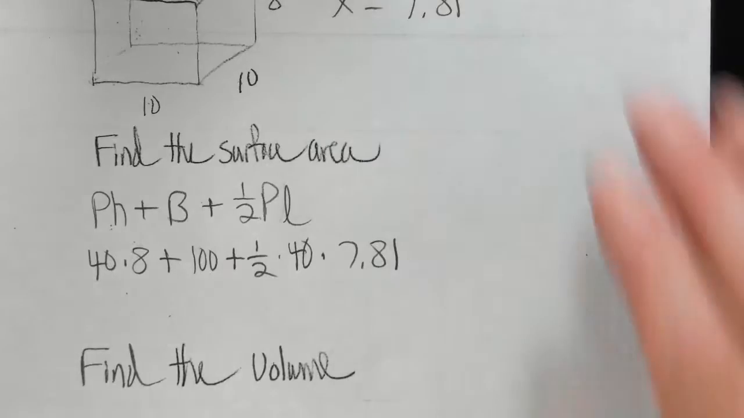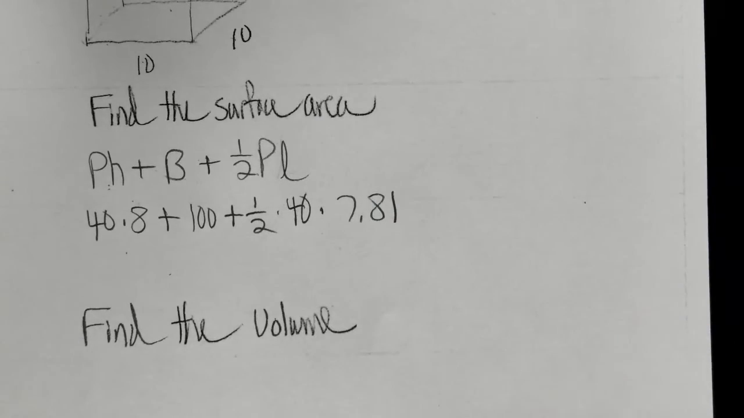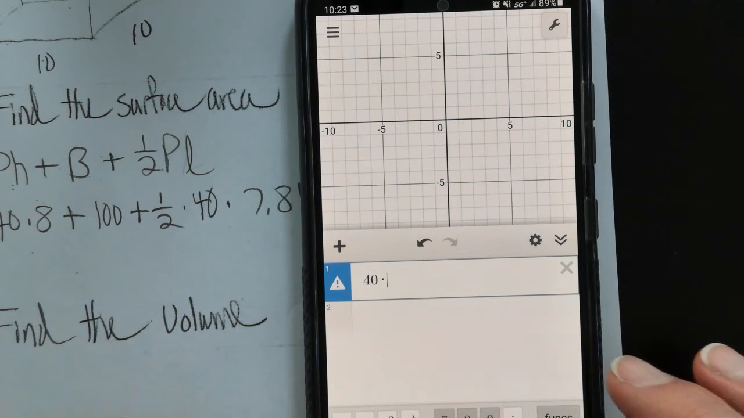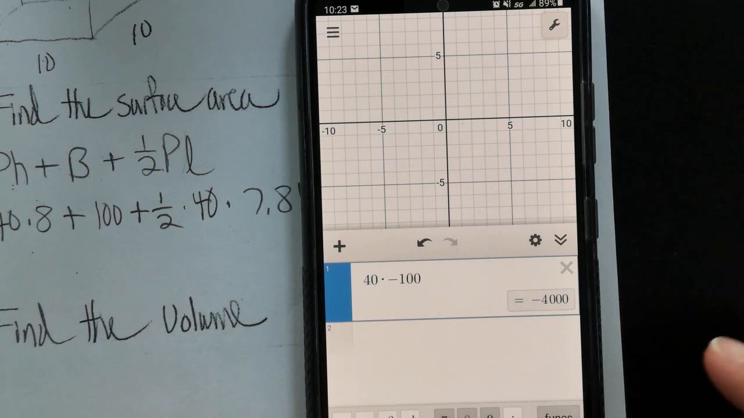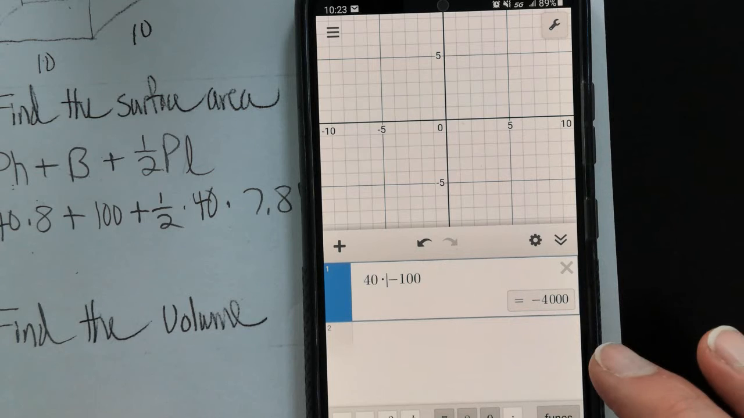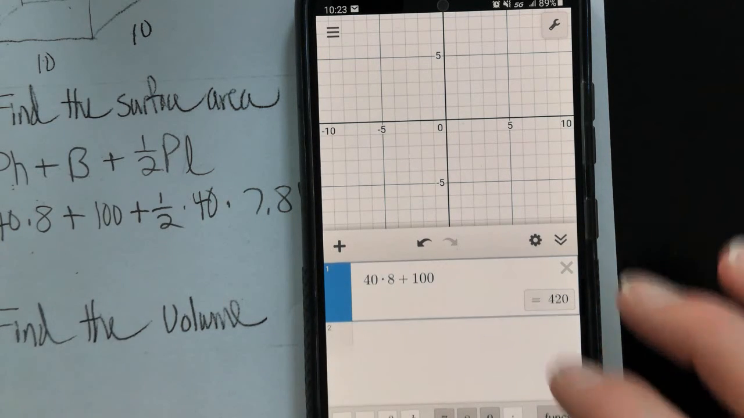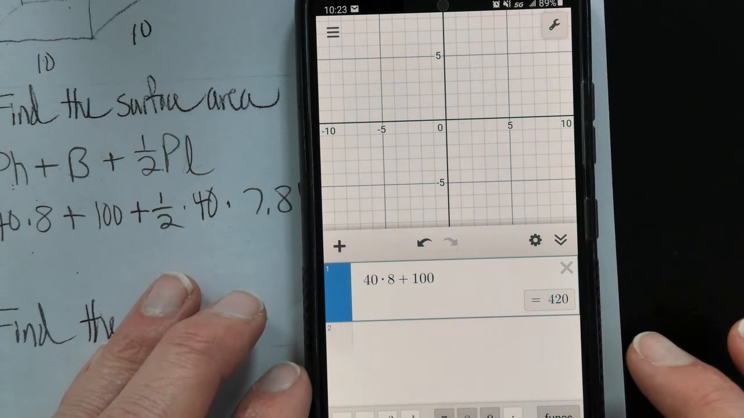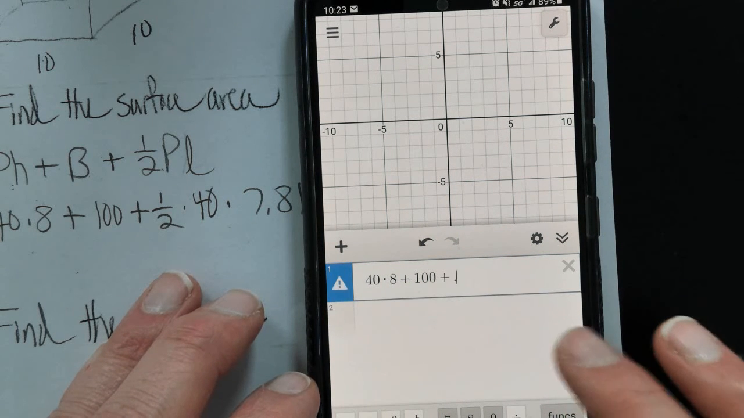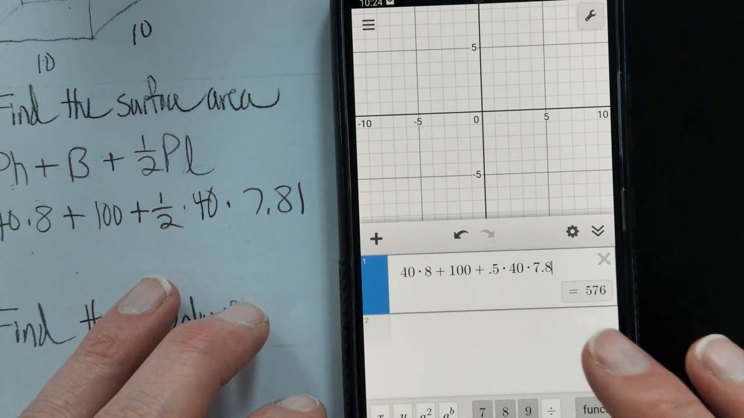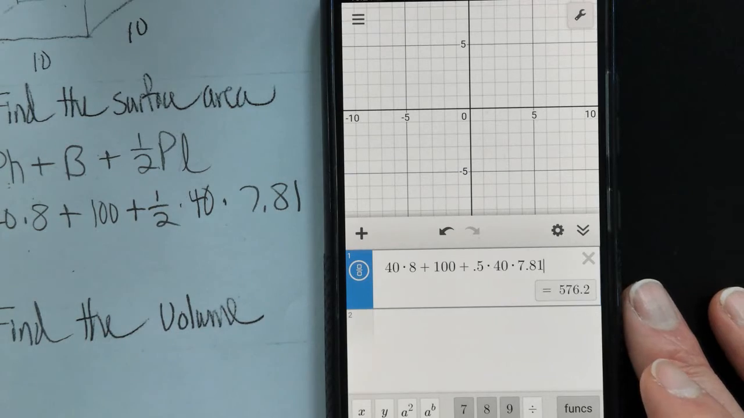So now we can go ahead and see what the value is, because we've got everything plugged in. Back to the calculator. So we'll go 40 times 8 plus 100. Oops, I missed my 8 there. 40 times 8 plus 100 plus 0.5 times 40 times 7.81. And there is your surface area, 576.2.